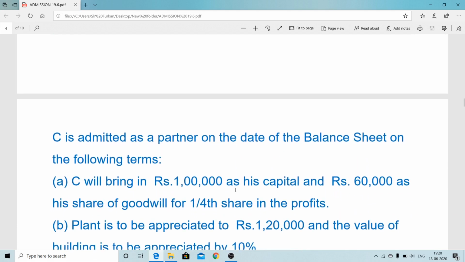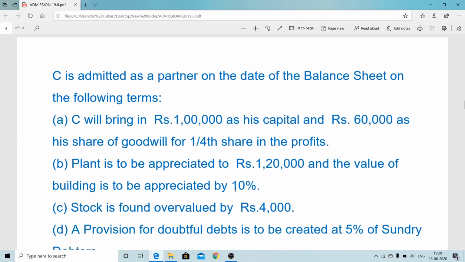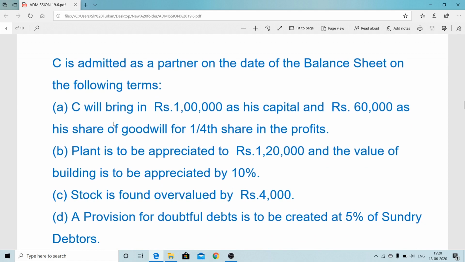Now under such a situation, a new partner C wants to take admission. On the terms and conditions that the incoming partner, that is Mr. C, has to bring 1 lakh rupees as his capital and 60,000 as his share of goodwill. So here his share of goodwill is 60,000. If we want to find out the total amount of goodwill of the firm, he is getting 1/4 share. 1/4 is 60,000. Therefore, 1 will be 60,000 into 4, 2,40,000 goodwill.